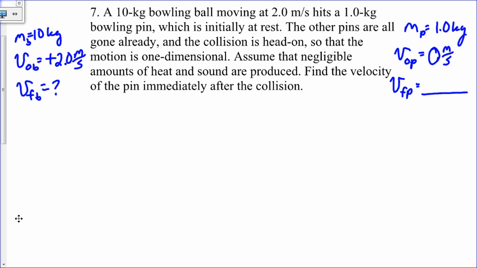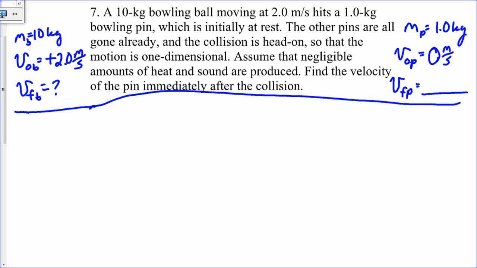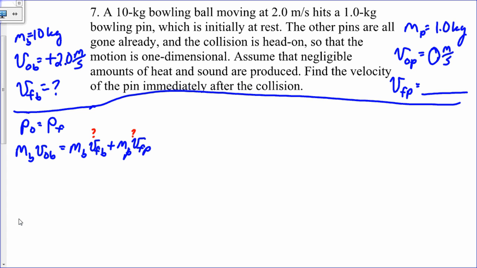All right, so I can write two equations. P naught equals PF. These are my knowns, or unknowns as it may be. Again, dropping the vector notation, but keeping in mind that I have to add my plus or minus if it's in the plus or minus direction. So I have MB V naught B equals, I'm leaving off the pin because it's initially at rest, so it has no momentum, MB VFB plus MP VFP. I don't know VFB or VFP. I don't know either one of those.